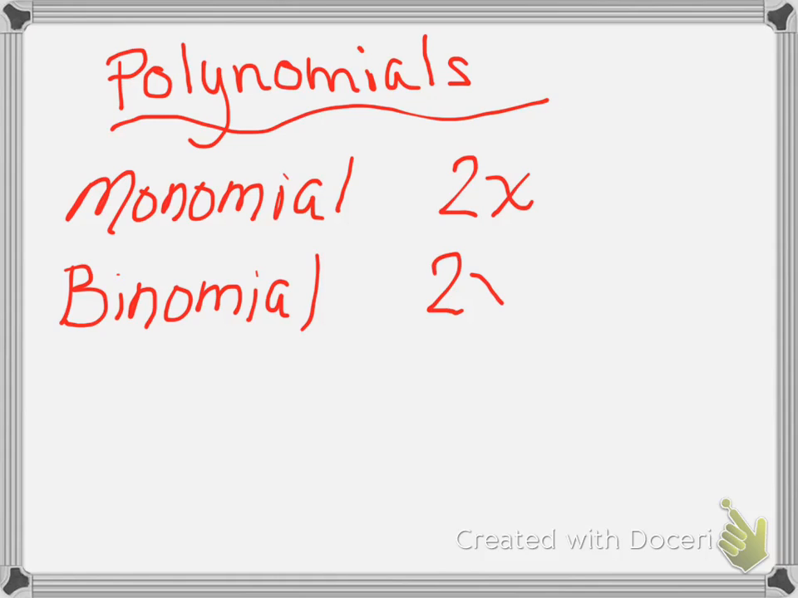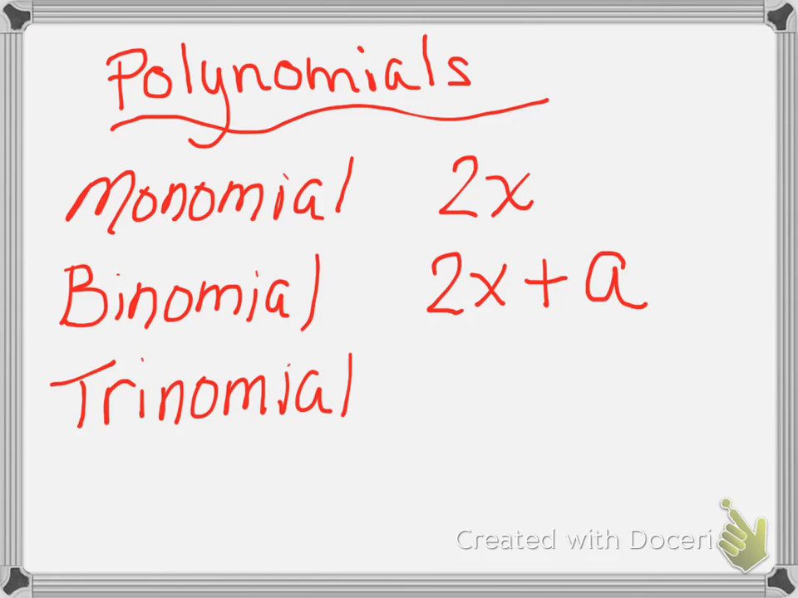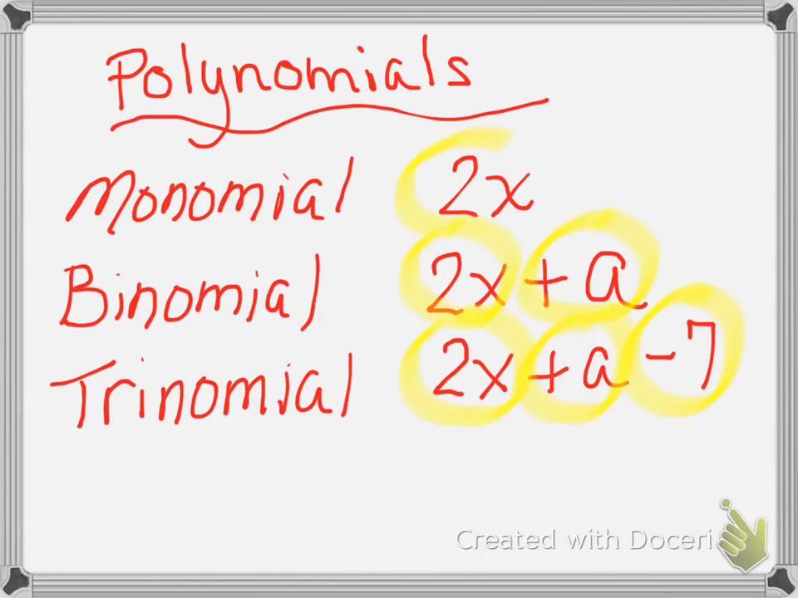So it might be like 2x plus a. And a trinomial, tri means 3. So that would look something like this, 2x plus a minus 7. So these right here are terms. And polynomials are made up of terms. And the special name for polynomials, there's only a special name for the 3 different types.